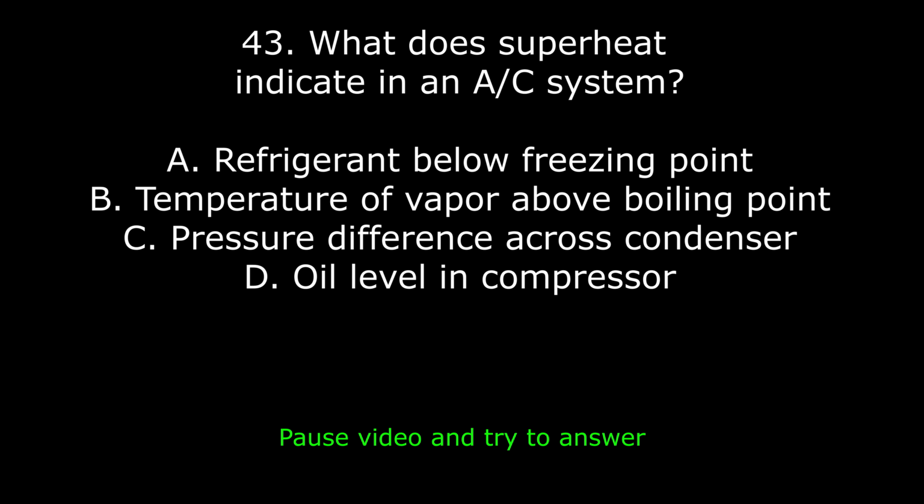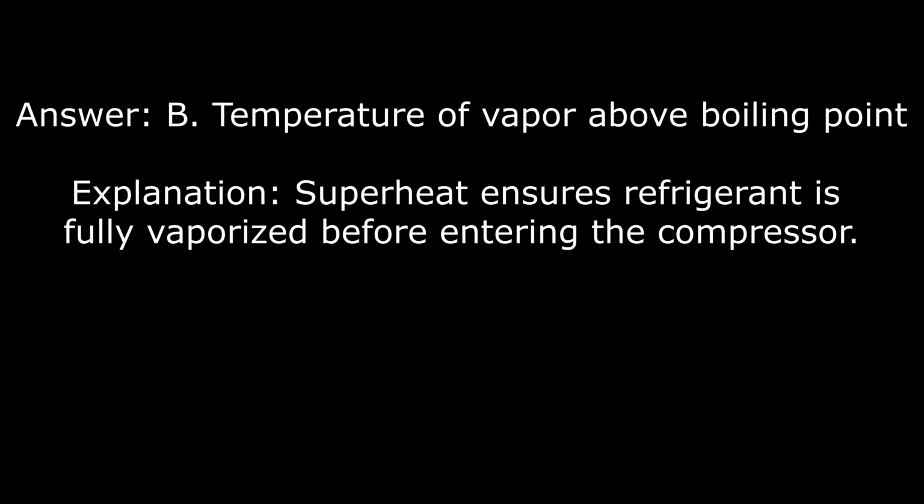43. What does superheat indicate in an AC system? A. Refrigerant below freezing point. B. Temperature of vapor above boiling point. C. Pressure difference across condenser. D. Oil level in compressor. Answer. B. Temperature of vapor above boiling point. Explanation. Superheat ensures refrigerant is fully vaporized before entering the compressor.